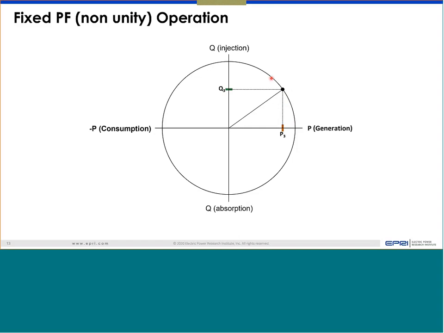Any question or comment on that topic? We'll discuss that again with another example. But this is the simple power factor operation.